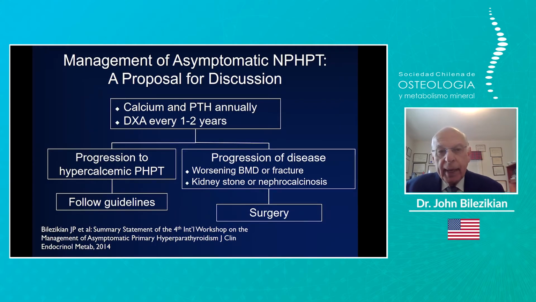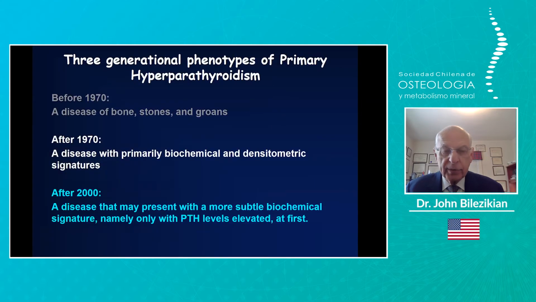We would measure the parathyroid hormone and calcium levels on an annual basis, measure bone density every 1 or 2 years. In patients who become hypercalcemic, and about 20 to 25% of them will, we would follow the guidelines that we have already published. If those individuals do not develop hypercalcemia, but have worsening bone density or fracture, they may develop a kidney stone or nephrocalcinosis. Again, they would fit into the category in which we would recommend surgery.